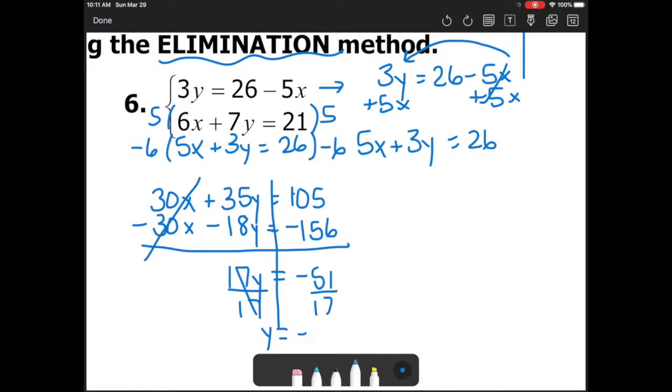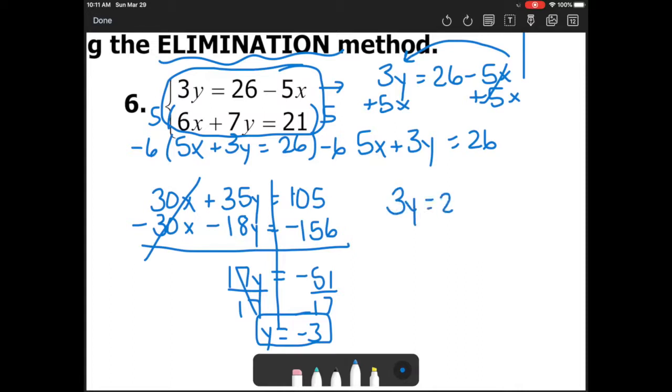Yep, negative 3. Okay. Now I can take this negative 3 and I can go back to either of the original 2 problems and substitute it in. I don't really think it matters at this point. I think all these problems are kind of ugly. I'll go back to the first one.